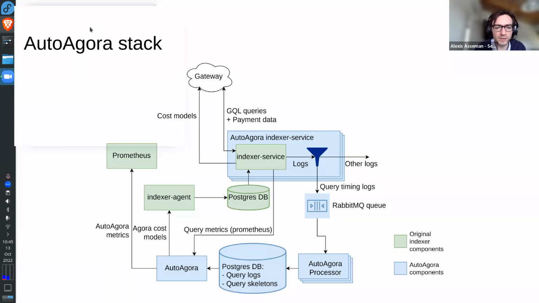It's a few hundred megabytes for AutoAgora, a few hundred megabytes for AutoAgora processor. It's much less than the indexer service or even the indexer agent, as a matter of fact, much much smaller. We've developed everything in Python, so it's both easier to comprehend, and it's much lighter than the Node.js parts of the infrastructure.